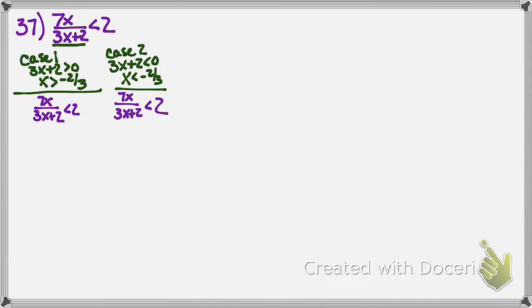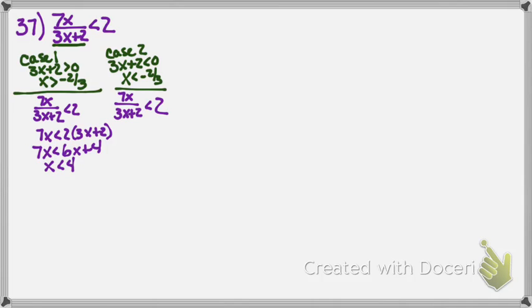Okay, first on the left, my case 1, the math's real straightforward. I'll just multiply my 3x plus 2 to the other side. Multiply it out. I'll subtract 6x on each side and get x is less than 4.